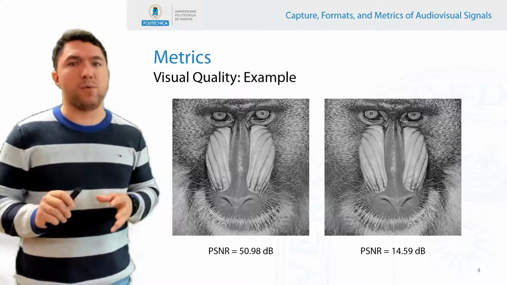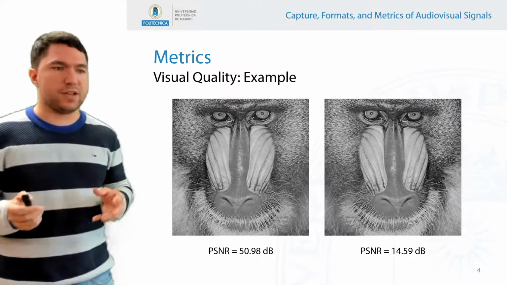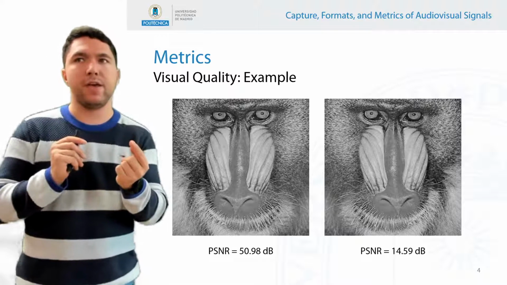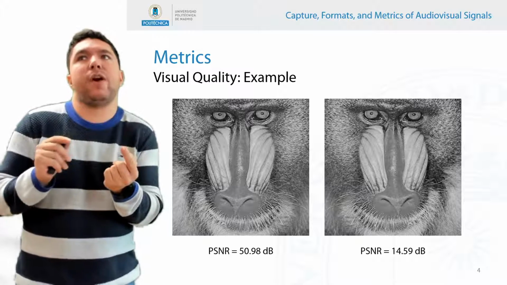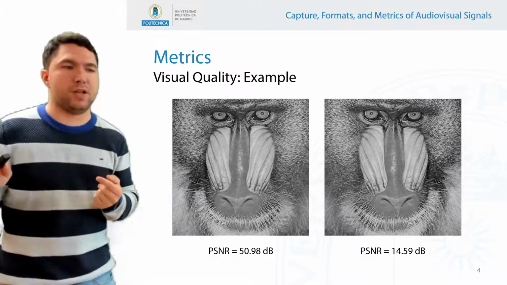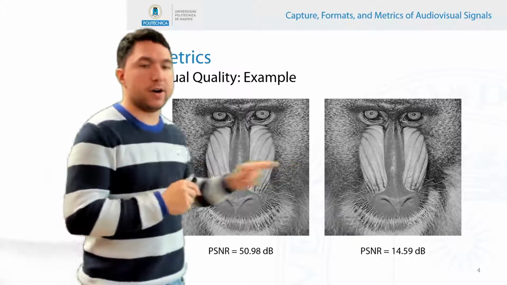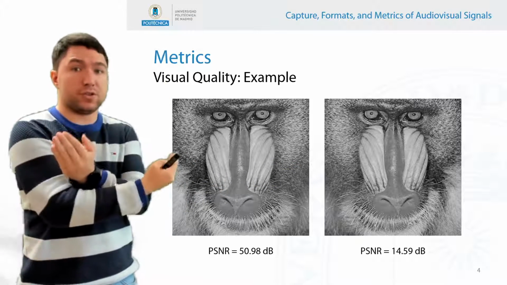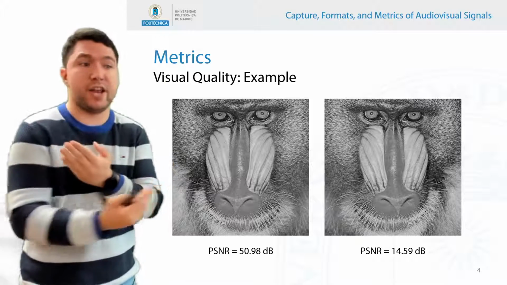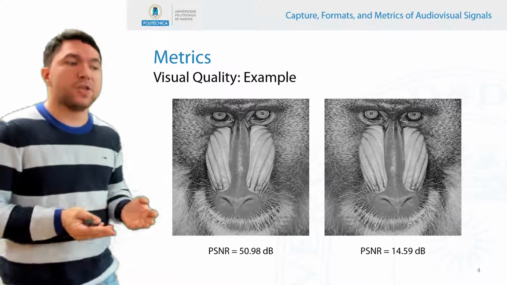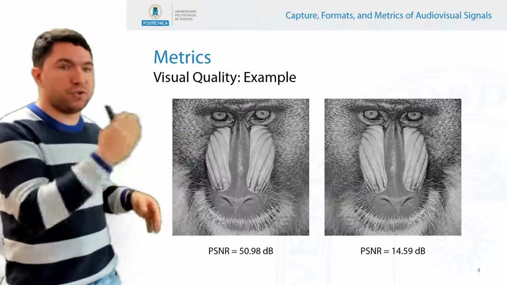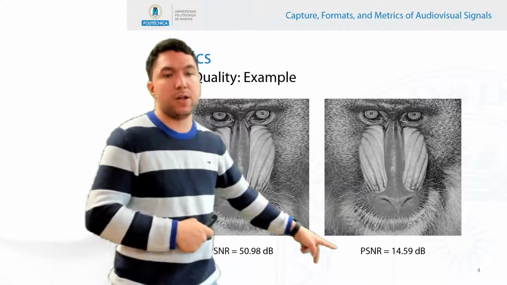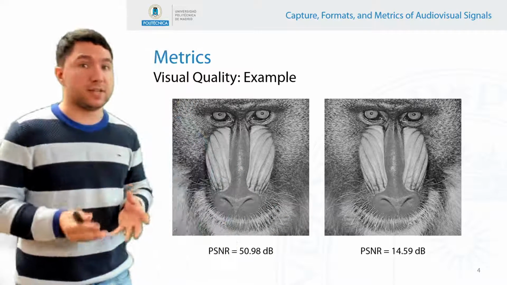However, we have a problem with this kind of metric, because we are always comparing every pixel with the one located in the same position in the original picture. So what happens here? This image has only been mirrored. We have not lost any quality. Of course this one compared to the original has a quality of 50 decibels, but this one has a quality of only 15 decibels.